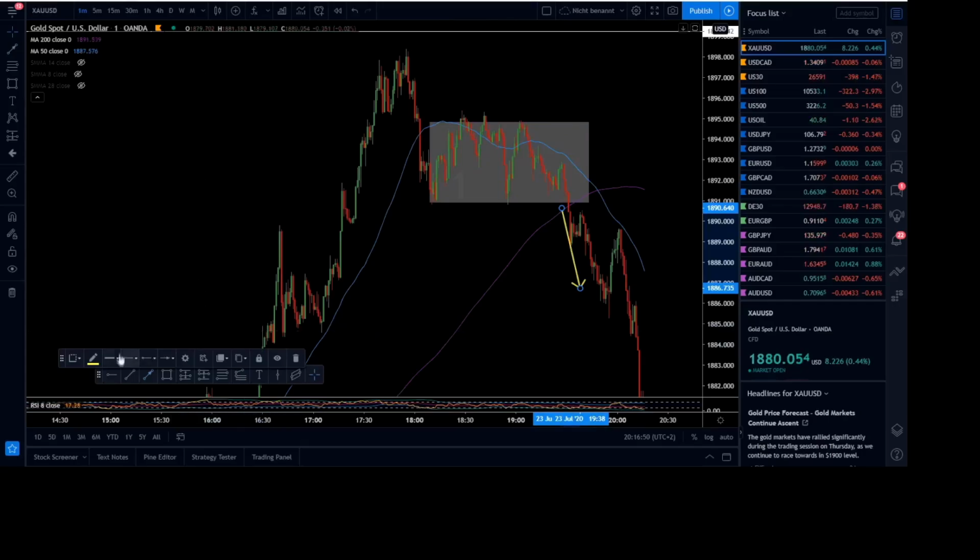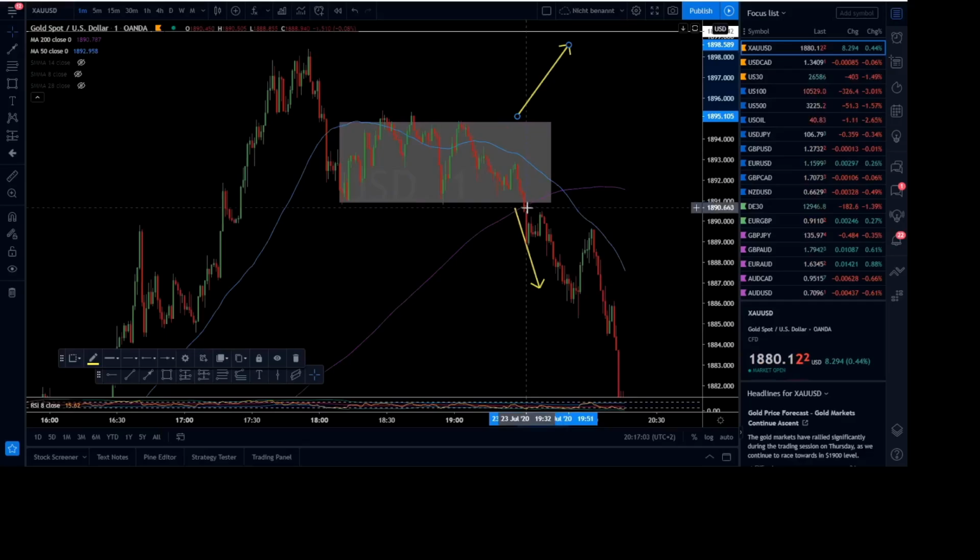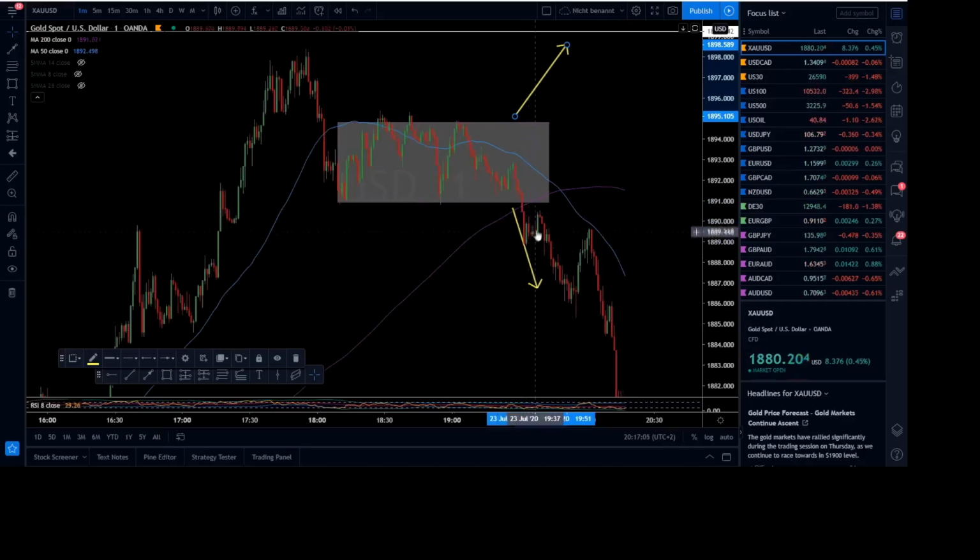So if it breaks out to the bottom of that channel, I'm going to sell it. If it goes to the upside, I'm going to buy it. And all I did was just scaling in on the breakout, scaling in on the retest, and then just loading it up.